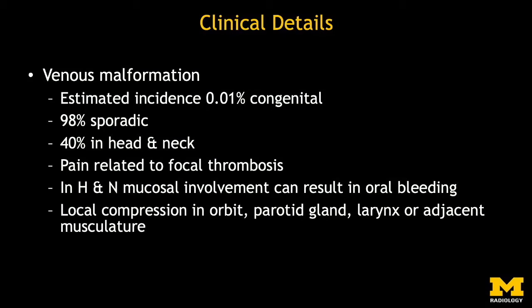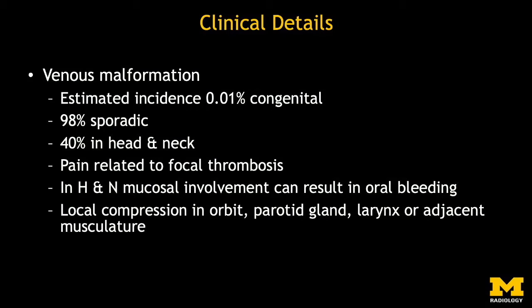98% are sporadic. 40% of the venous malformations are present in the head and neck, and pain is related to focal thrombosis. So you can imagine venous malformations located anywhere in the head and neck and the face and orbit and causing symptoms by either thrombosis, pain, proptosis of the eye, vision disturbance because of pressure on the optic nerve, and oral bleeding they can present with.